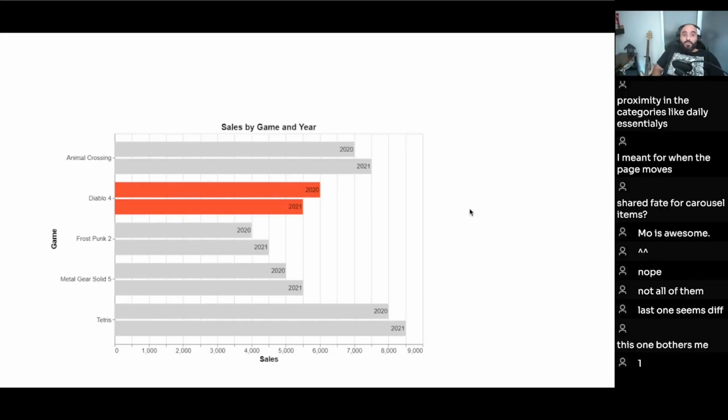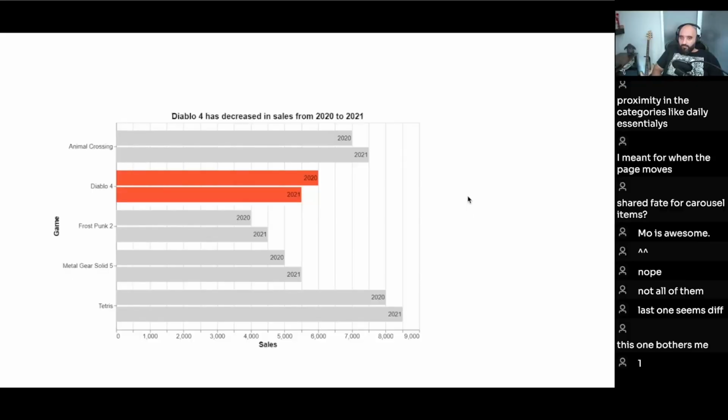Okay, so using the things that we learned in this class, you can start creating data visualizations that work for what you want to do. And then you can also use some storytelling. Diablo 4 has decreased in sales from 2020 to 2021. You've highlighted it, you made it work, and boom. Now you can tell your story very quickly.